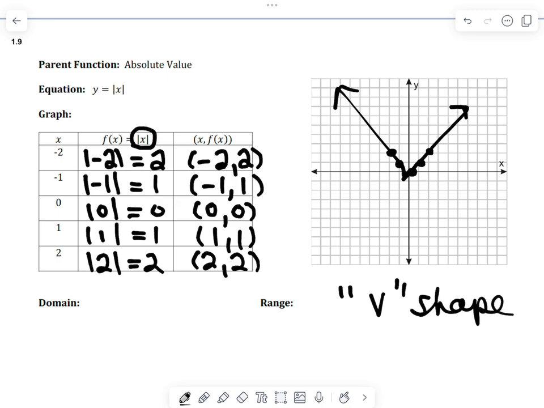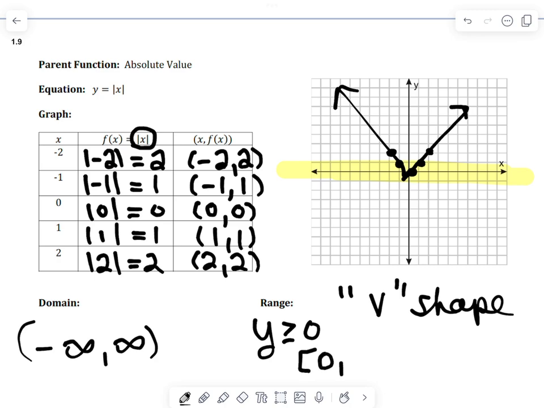The domain is all real numbers. The range of values is everything from this horizontal line, so everything from 0 and higher. So we say y is greater than or equal to 0, or in interval notation, from 0 to infinity. The domain would be -infinity to infinity.